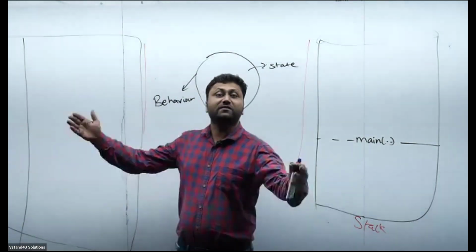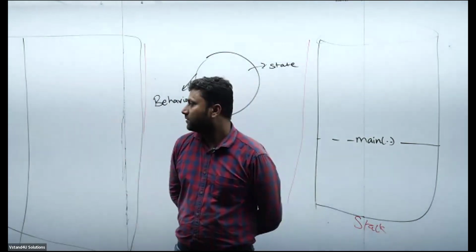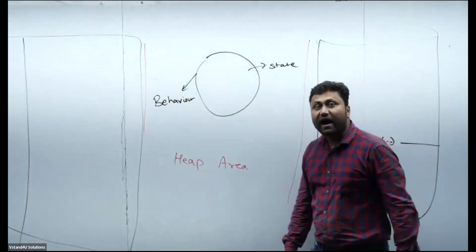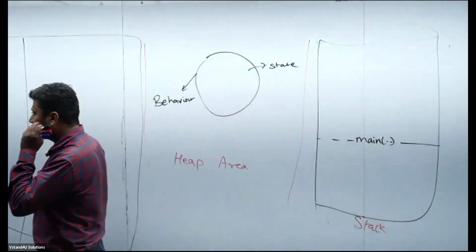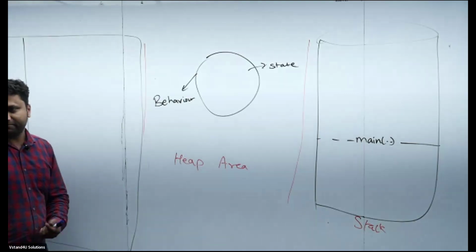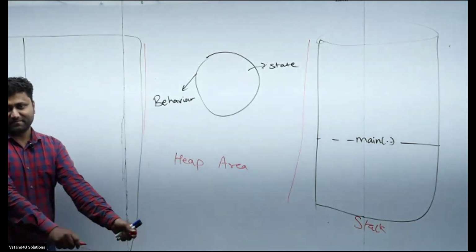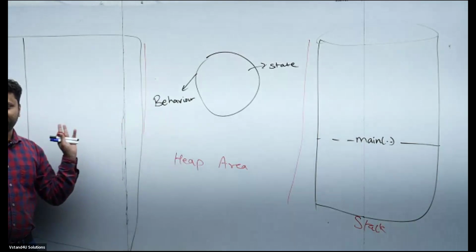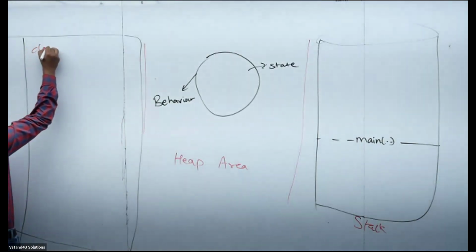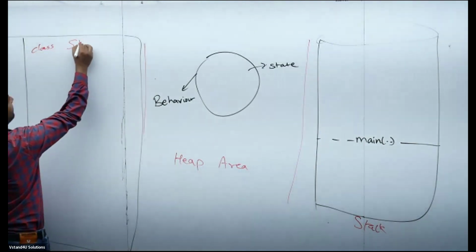Okay, then let me ask the question once again. Before creating an object, I have to create... Very good. Perfect. Brilliant. Before creating the object, I have to create a class. Our favorite class.